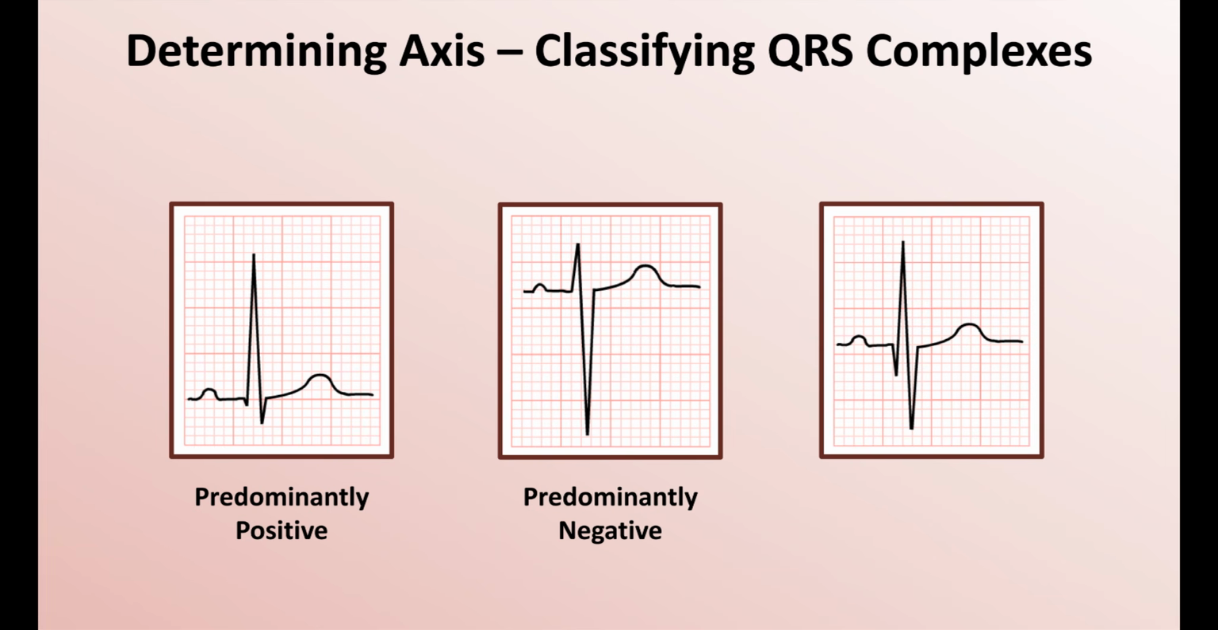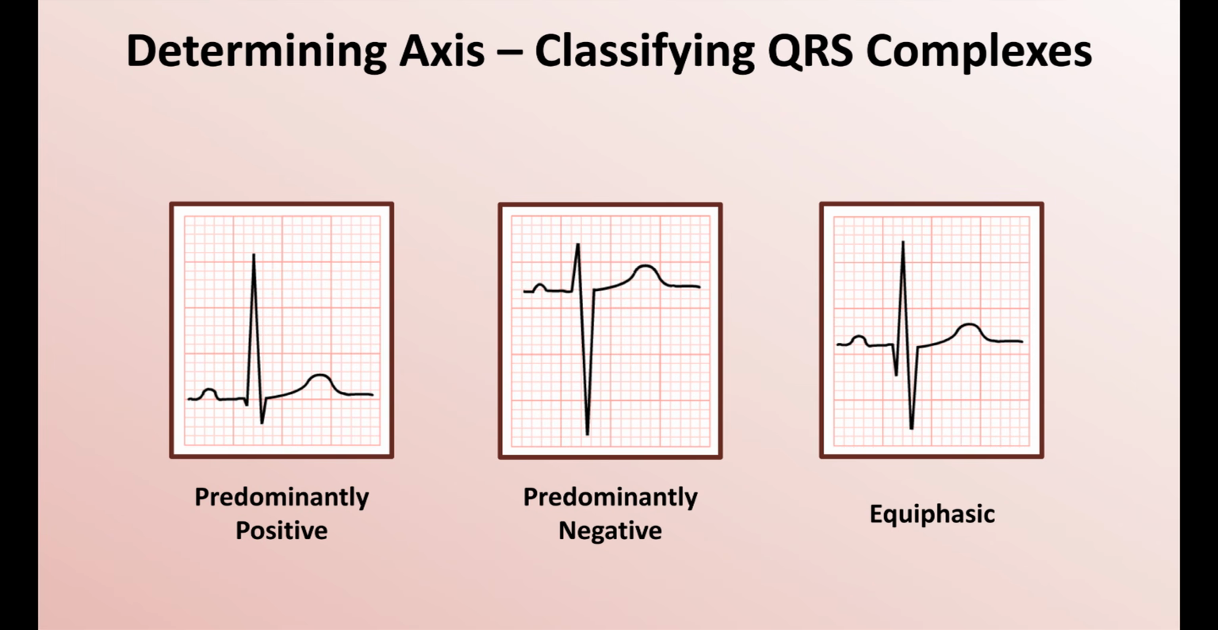This type of complex is most frequently referred to as an isoelectric complex, which is a poor term since the word isoelectric more implies a flat line segment at baseline. Therefore, I would scratch this term and replace it with equiphasic. Once again, an equiphasic complex encloses equal amounts of area above and below the baseline.